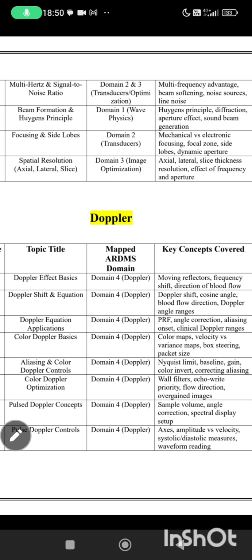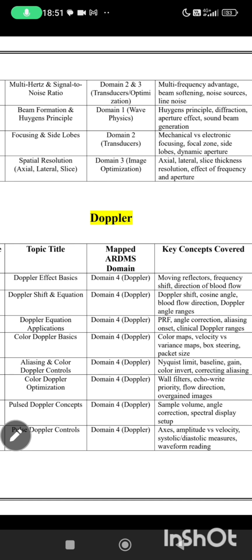And then if there is very high velocity blood flow and we want to measure it without aliasing, we can simply switch to CW Doppler. So all these points are super important related to aliasing. All of them, not one, everything.